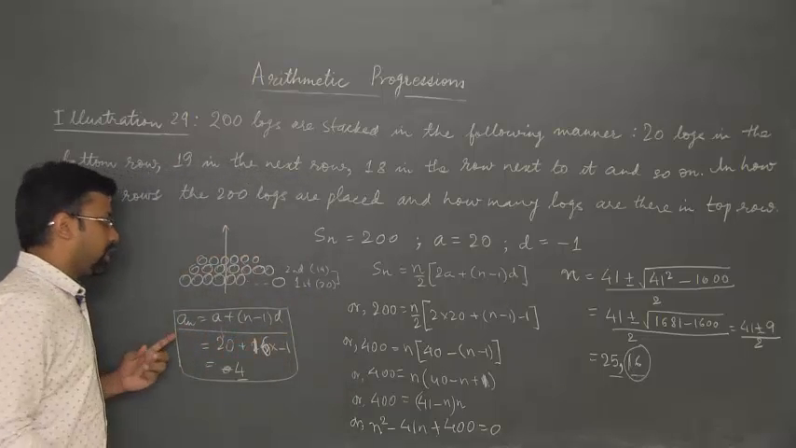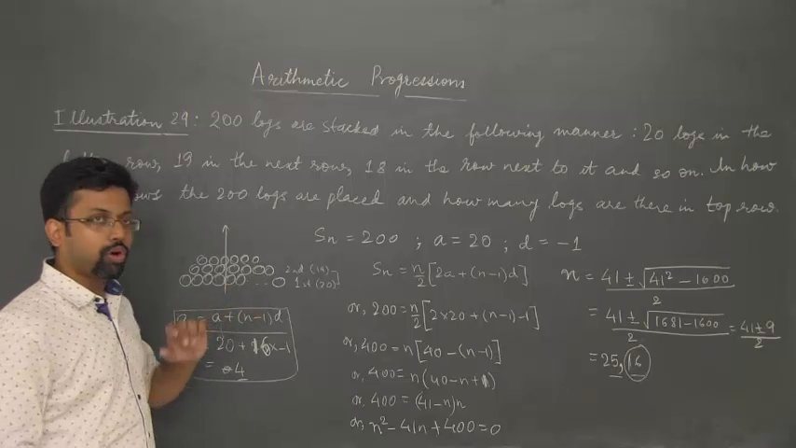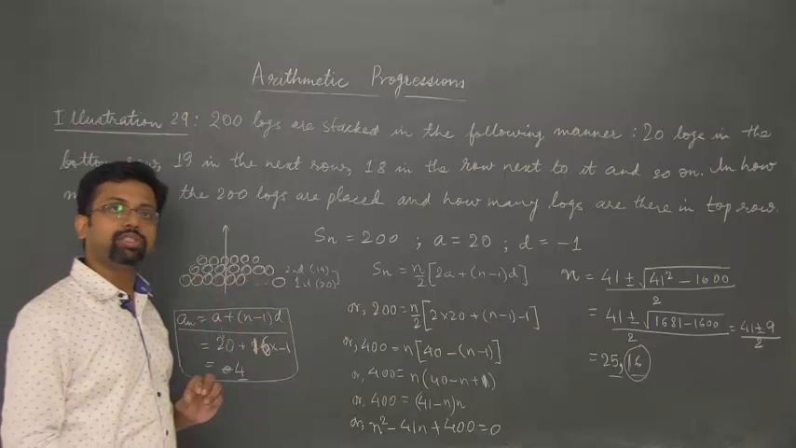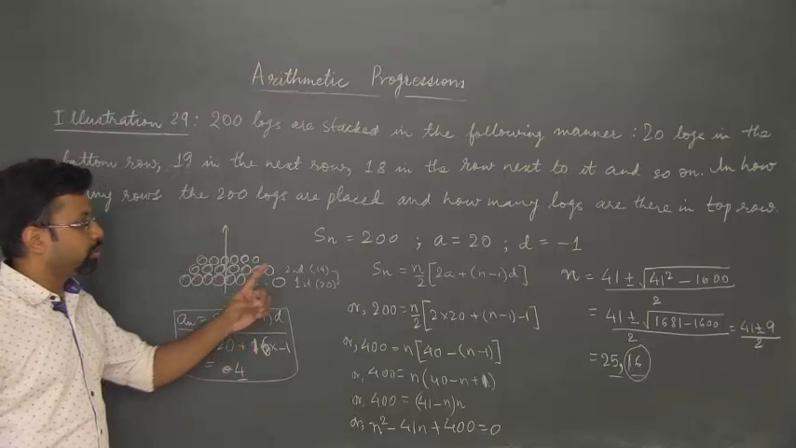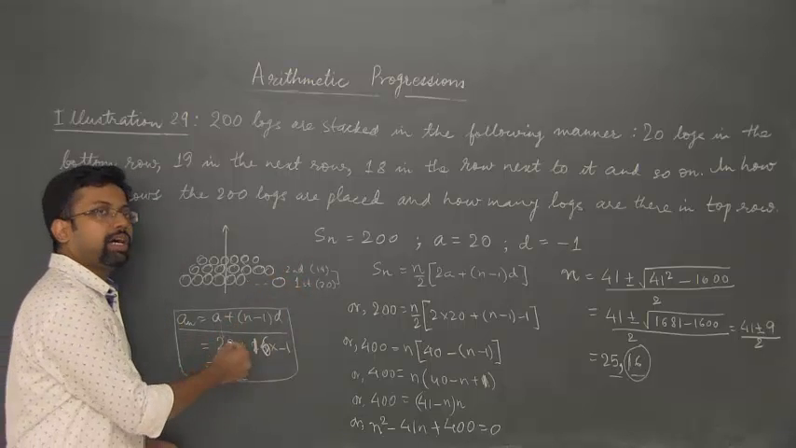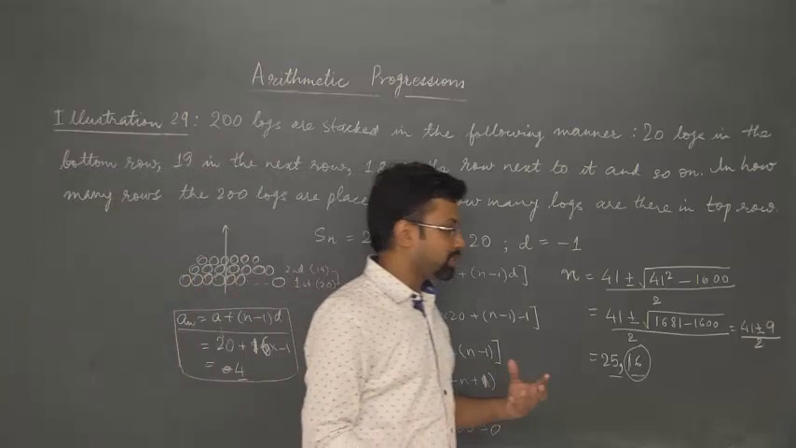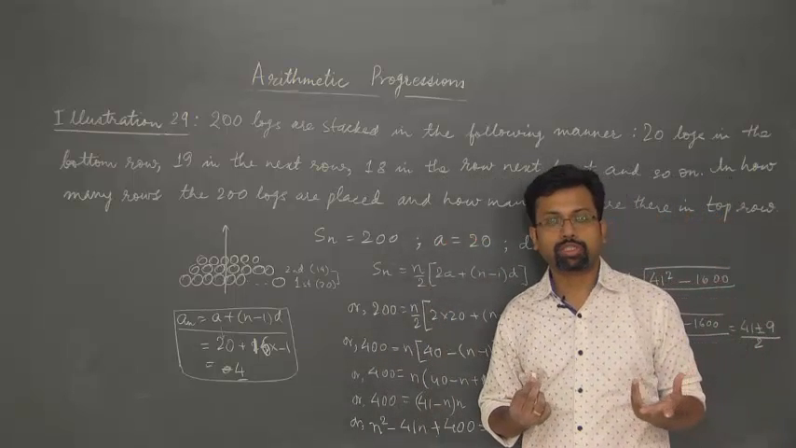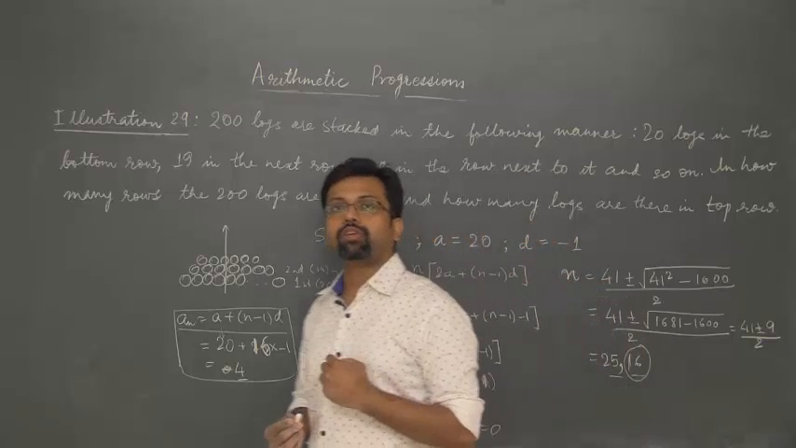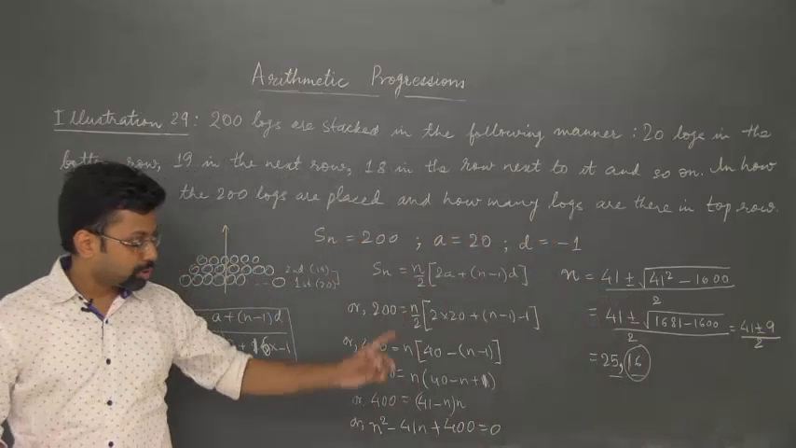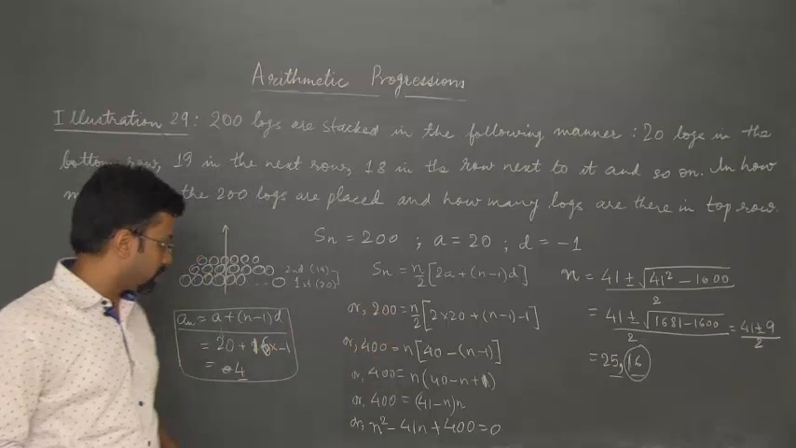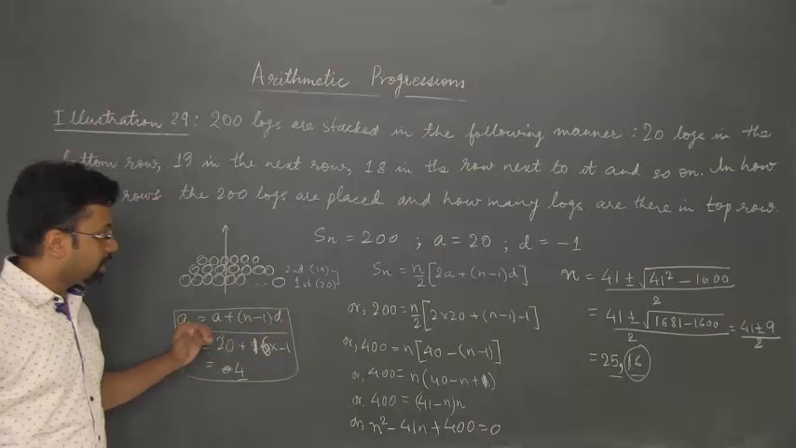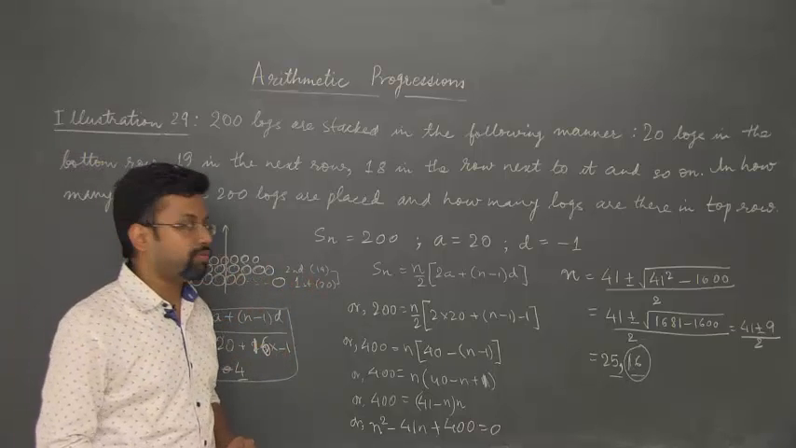The constraint is for the last row of logs. The last row of logs will have a plus n minus 1 into d logs. If n is equal to 25, we obtain a negative value of an, which means that the last row of the logs will have negative number of logs, which is not possible. Hence, that value of n is rejected. We substitute the other value of n, that is n equal to 16, and we see that we obtain a positive value of an. Hence, n equal to 16 is a valid value.